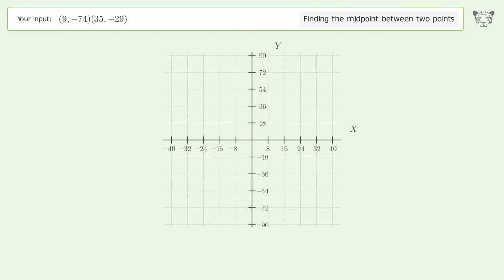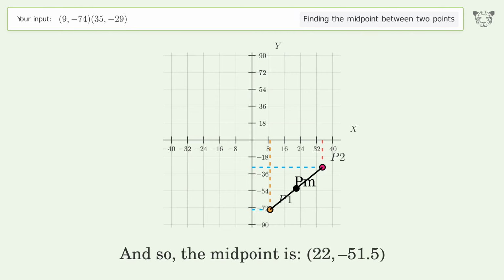And so, the midpoint is 22, negative 51.5.